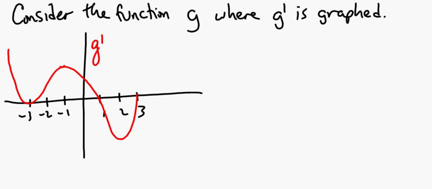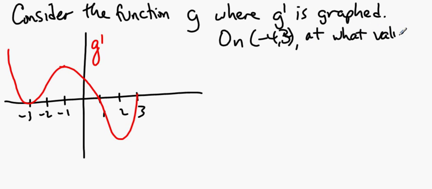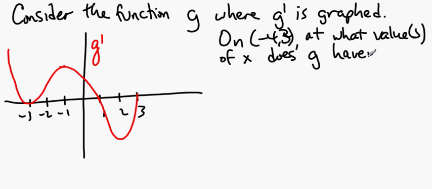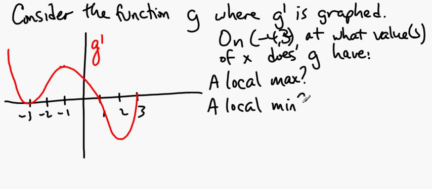Now, here's the curious thing. From a graph of G prime, I can know things about G. So, on the interval from -4 to 3, at what value or values of x does G have, and I can ask where G has a local max. I can ask where G has a local min. I can ask where G has an inflection point. Those are all things that I can ask.